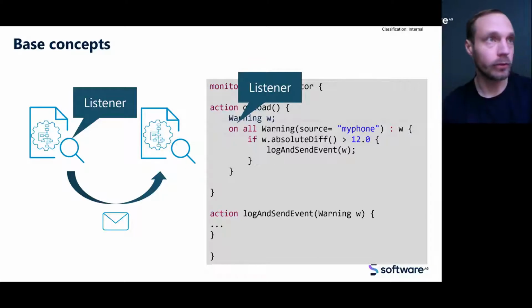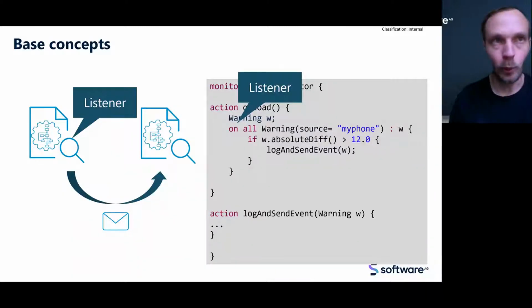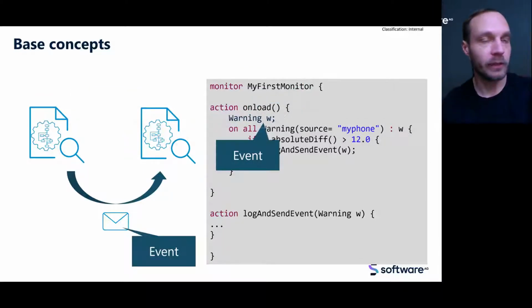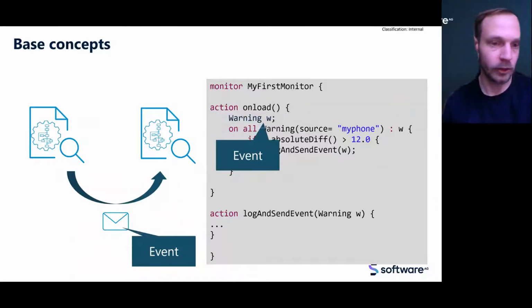And we have listeners. In our case today, we're not going to look into that. But in general, how it works is you just define what you're interested in by defining an on or on all listener, for example, and then specifying the event that you're interested in. In this case, we are interested in all warnings of a certain source. Then we have events. Events, similar again to classes or records from other languages, are just really structured information that is going to be passed from one monitor to another if you want to.